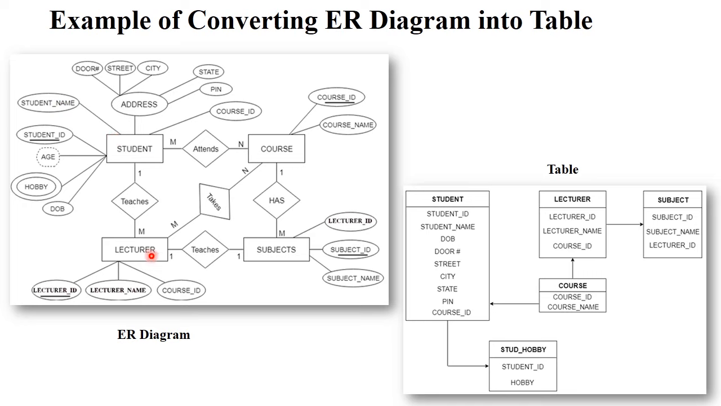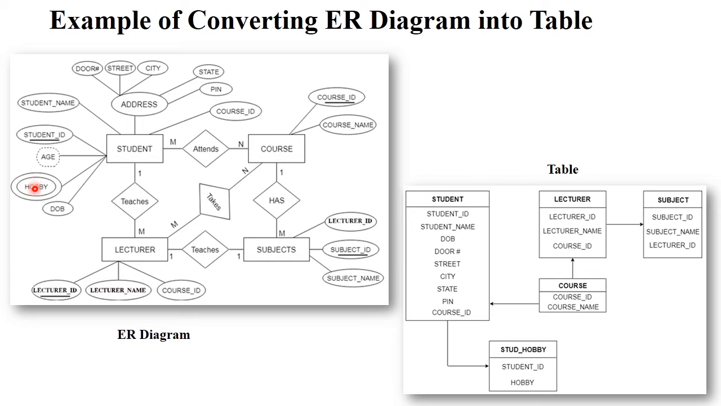The second is lecturer. Lecturer has a total of three attributes: lecturer ID, lecturer name and course ID. Three columns are there. Next is subject. Subject again has three attributes: subject ID, subject name and lecturer ID. Next one is the course table. The course table has two attributes: course ID and course name. Now these four tables have been created.